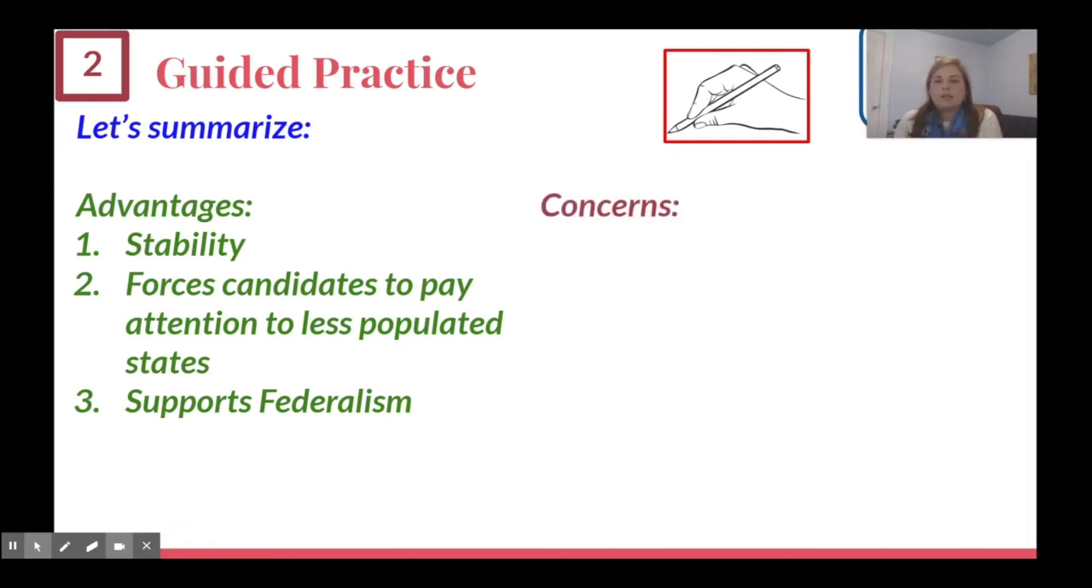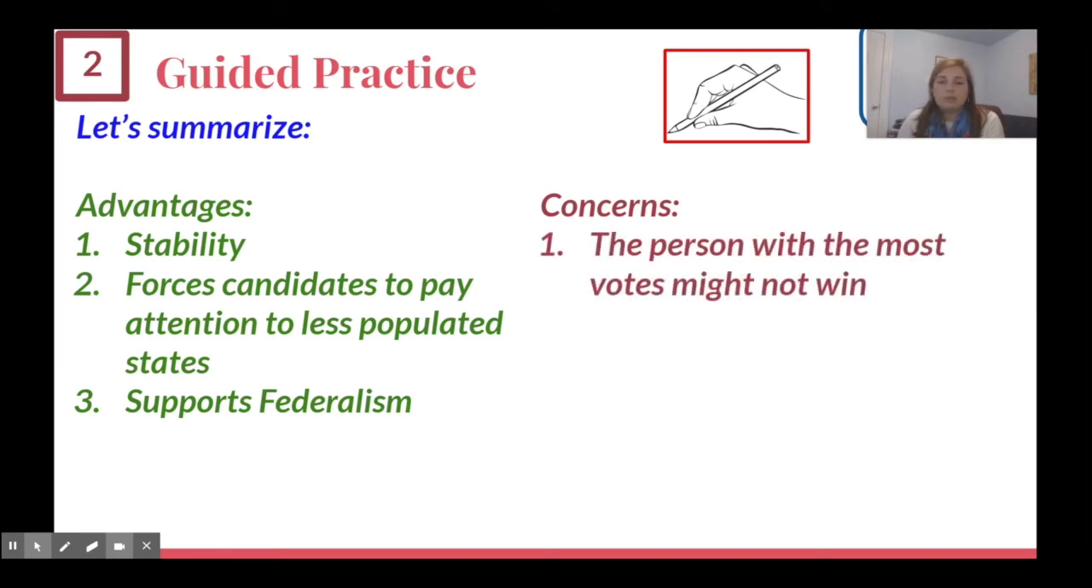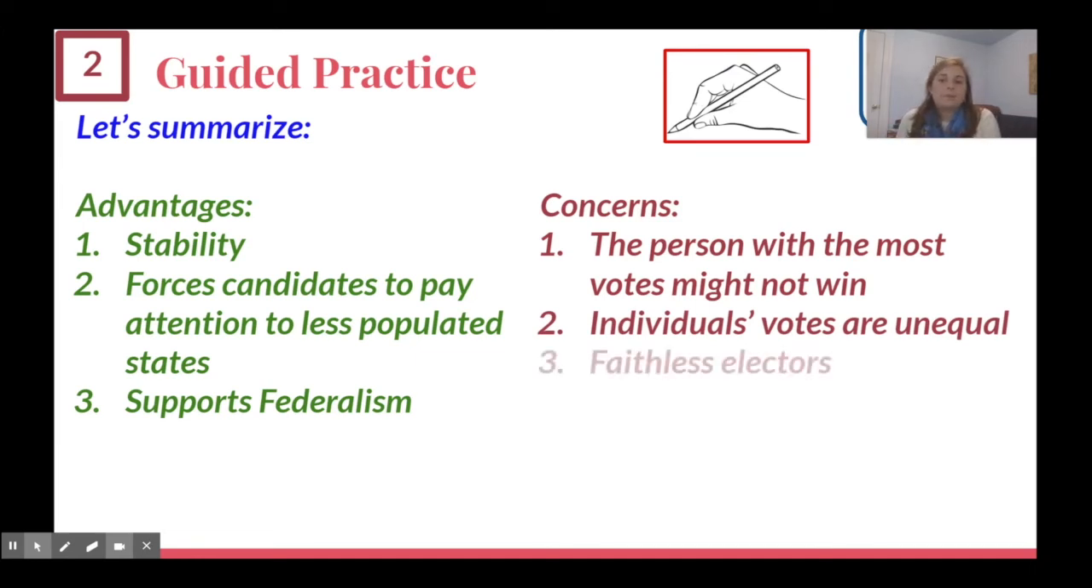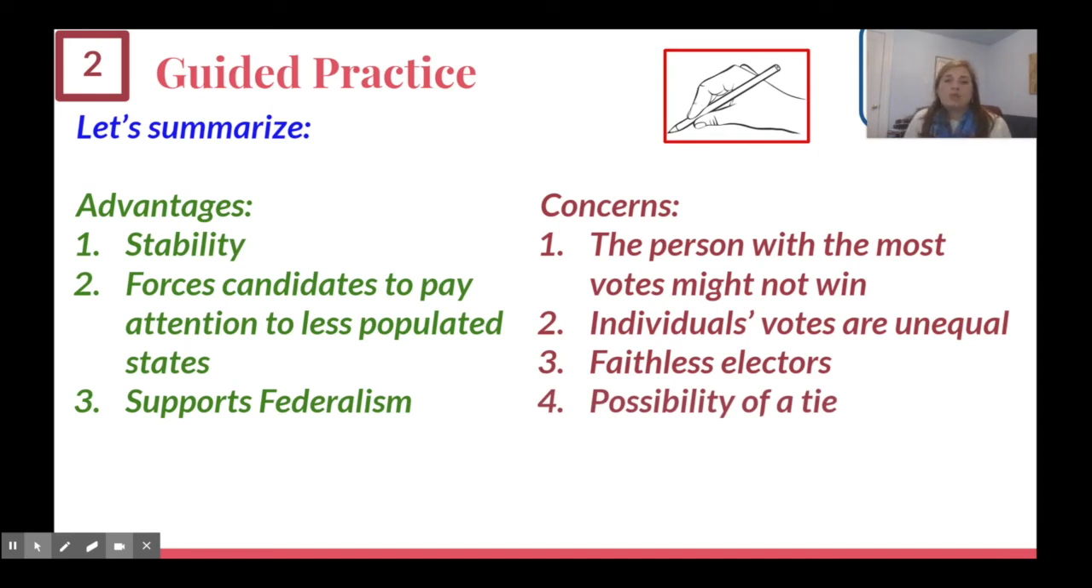But here are the concerns that we said. First, the person with the most votes might not win. It makes individuals' votes unequal, so depending on where you live, your vote might weigh more or it might weigh less. There's also the possibility of faithless electors, people voting not how they should. And then there's also the possibility of a tie, which could end really undemocratically, with some voters in states being totally left out of the outcome.